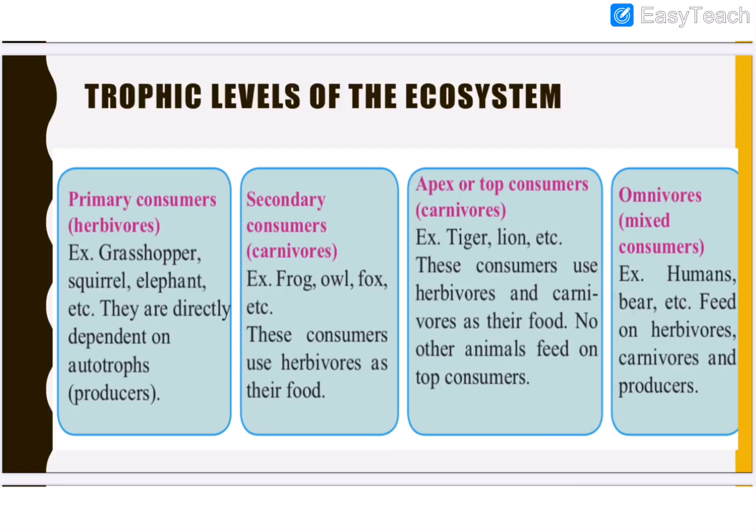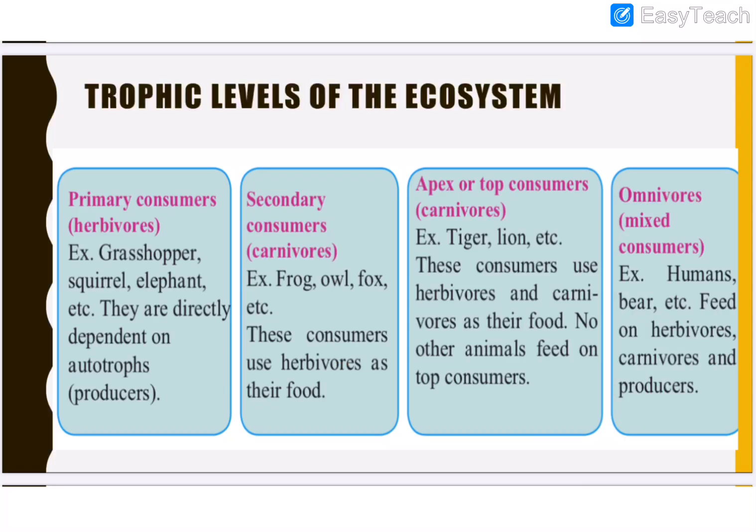So the grasshopper, squirrel, elephant, they are all herbivores, meaning they eat only plants. The grasshopper, squirrel and elephant directly depend upon the plants, so they come under the primary consumers or herbivores. Primary consumers means the first trophic level: primary consumers, herbivores. And we are going to the next level, that is secondary consumers. Carnivores means they eat animals. Examples: frog, owl, fox, etc. Lion, tiger, everything.